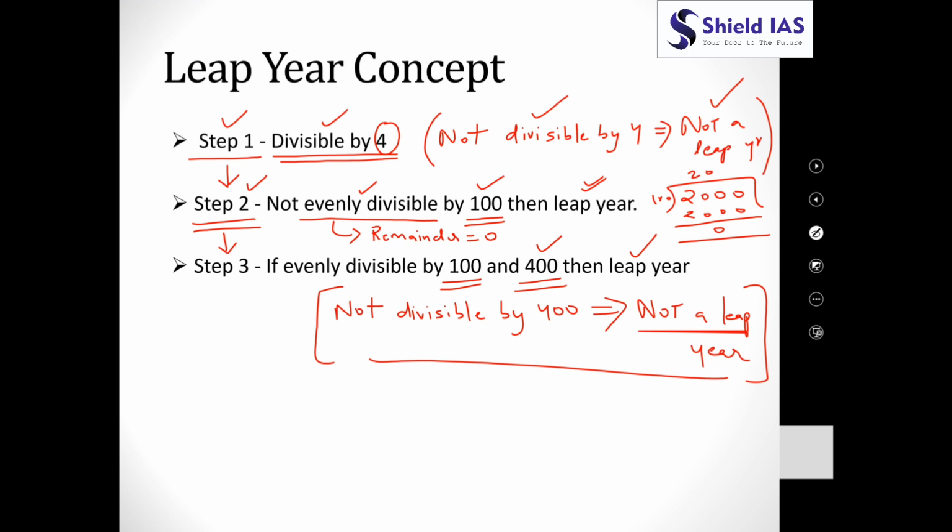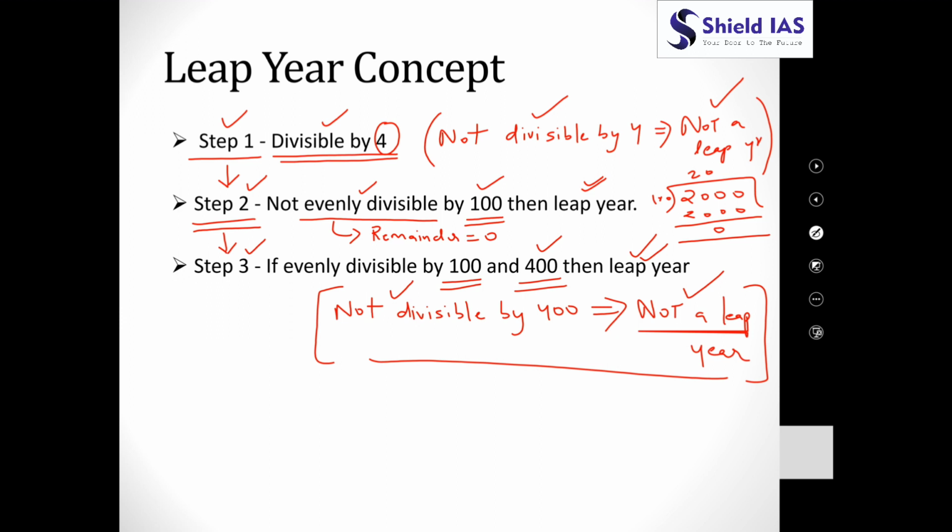In step 2, after checking it is divisible by 4 or not, you have to check whether it is divisible by 100 or not. If it is not divisible by 100, then you can directly say that it's a leap year. And if it is divisible by 100, you have to go towards step 3. If the year is divisible by 100, then you have to also check whether it is divisible by 400 or not. If it is also divisible by 400, then you can always say that it's a leap year. And if it is not divisible by 400, then you can say that it's not a leap year.